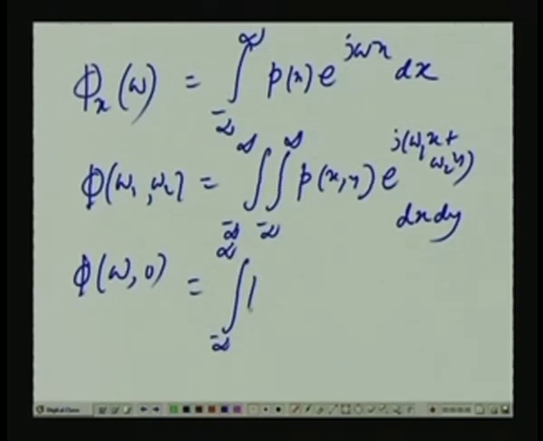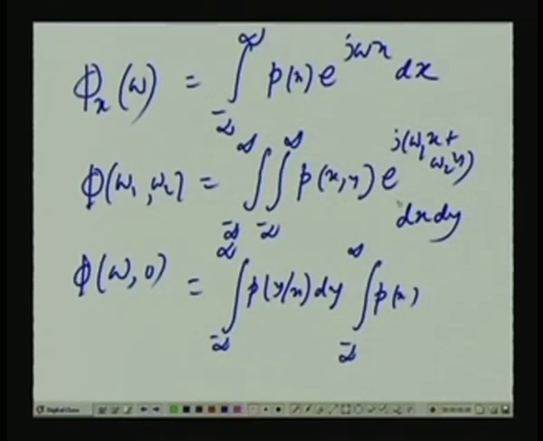p x comma y can be then written as p y by x dy and minus infinity to infinity p x, that is p x comma y is broken as a product of p y by x, that is p of y given x, times p of x. This integral, outer integral is with respect to y, and then for p x we simply have e to the power j omega x, at dx.